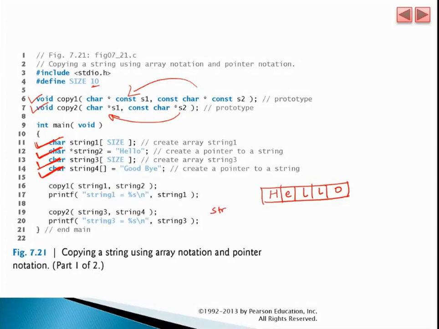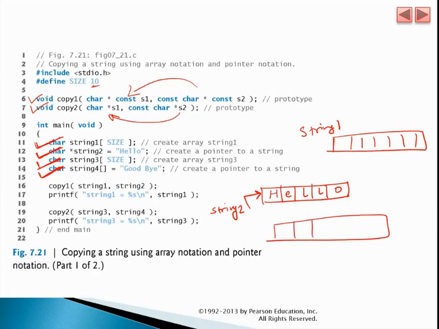String 2 is pointing to this location. String 1 is simple, it is an array of size 10, and string 1 is the name of this array. Nothing is stored here for now. String 3 is also the same as string 1. And string 4, again, is an array which has good, bye, and so on stored. If you remember, these strings have a null character in the end, so this is also there.